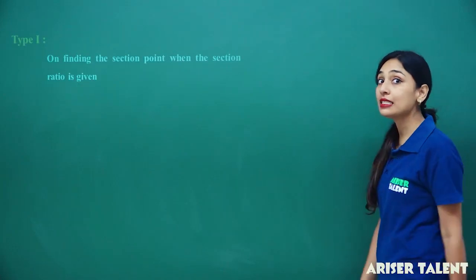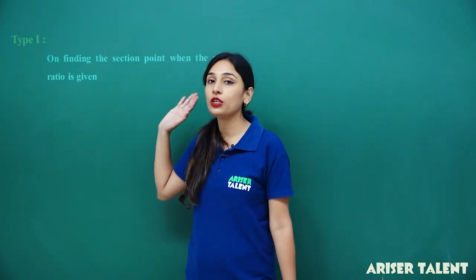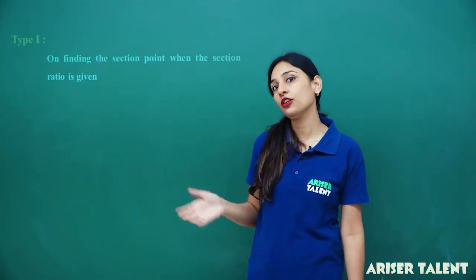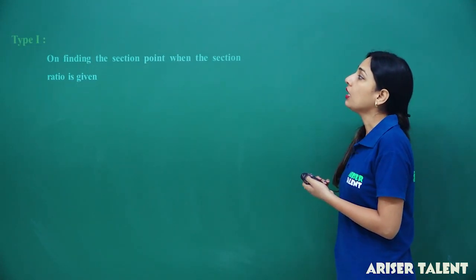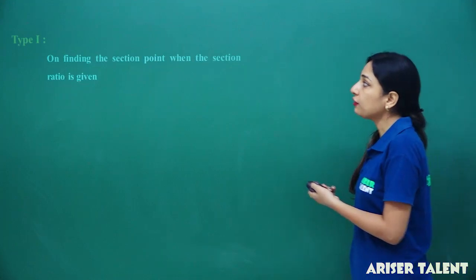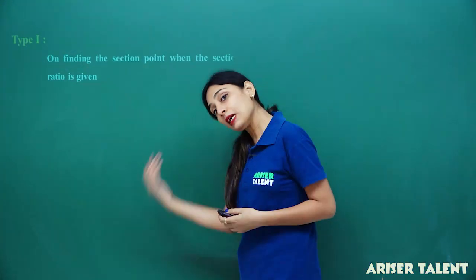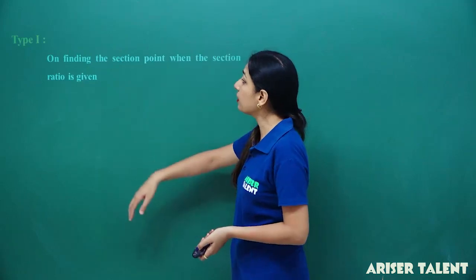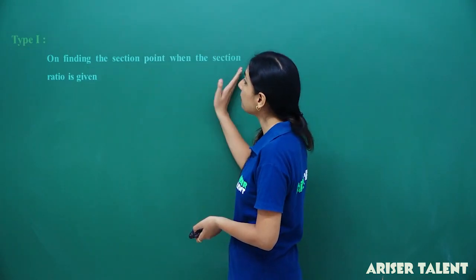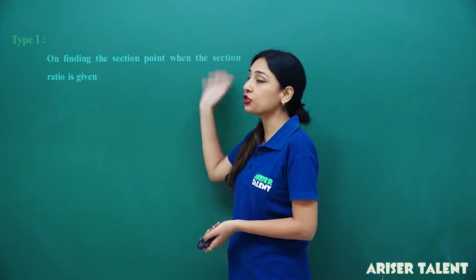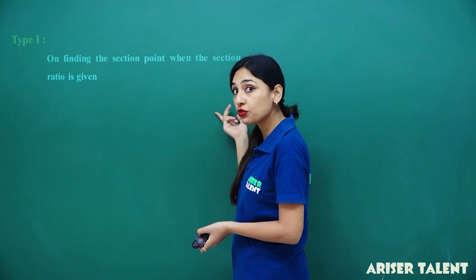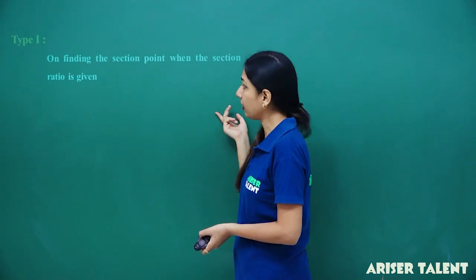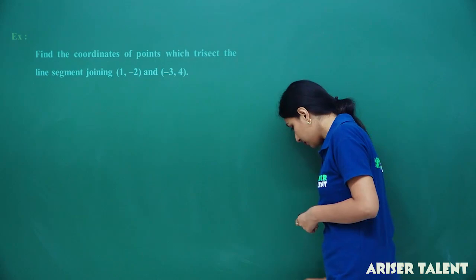Now, next, type 1. Now, you are done with the theory part. Now it's time to have some numericals, some brainy exercise with the questions. So, we have different types of questions. In this particular type, you'll have the section ratio, and you'll find the section point. In type two, that will be reversed. That means you have to find the section ratio, and you're provided with the section point. In this particular type, you're provided with the section ratio. Section ratio is what? Lambda, right? Okay. Example. Here it is.